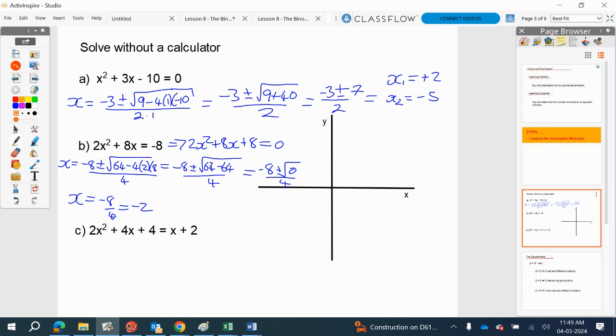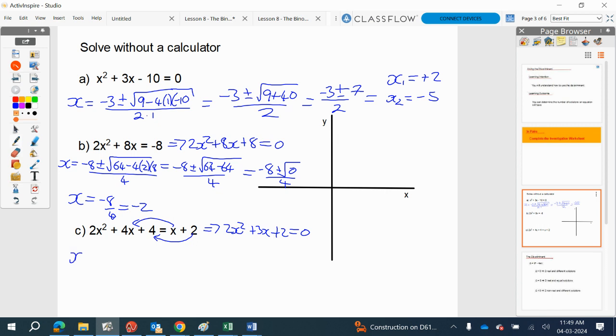On this last one, we have to rearrange this to be 2x squared. We have to subtract this x from both sides, so we get plus 3x. We have to minus 2 from both sides, so we get plus 2 is equal to 0.